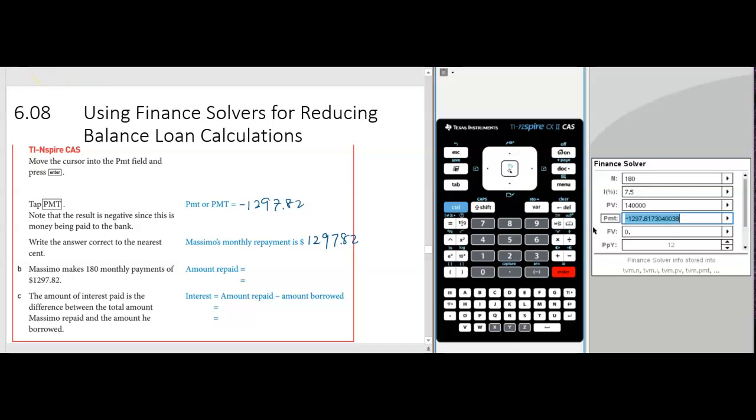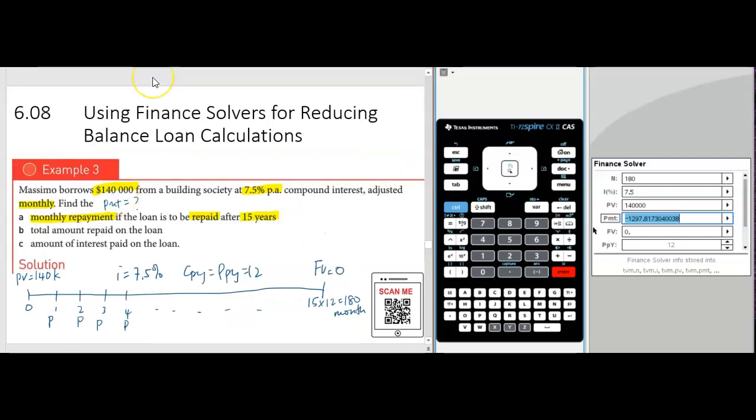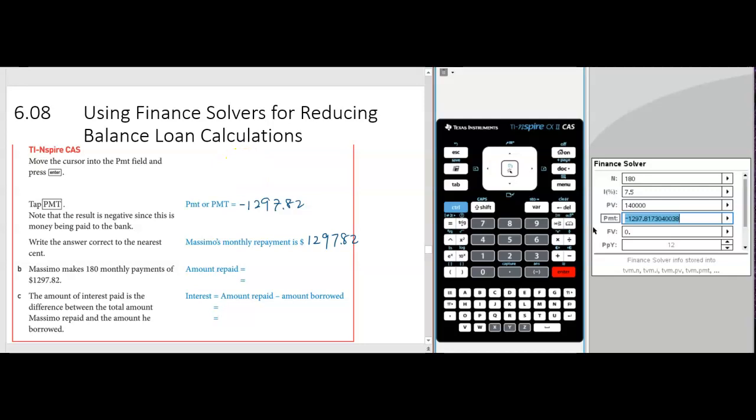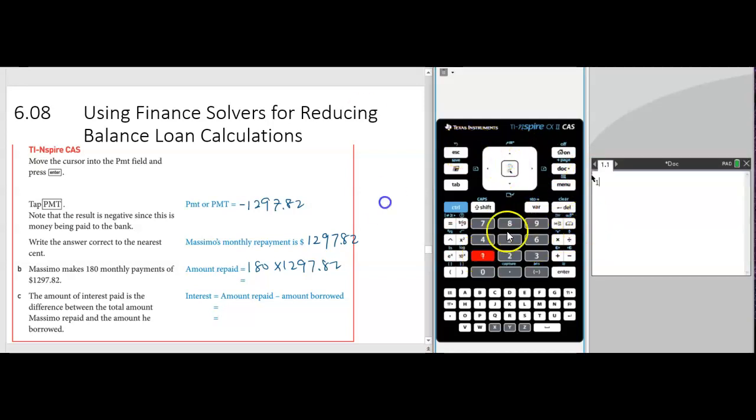Amount repaid. Let's look at the next question. They ask you what is the total amount repaid. That means you pay altogether 180 times the amount that you found just now. So I will use 180 times 1297.82. So I escape, calculator, 180 times 1297.82. I'm using a rounded figure. You can leave it with 2 decimal points, but I just use a rounded figure because there's no special instruction here, 233,608.